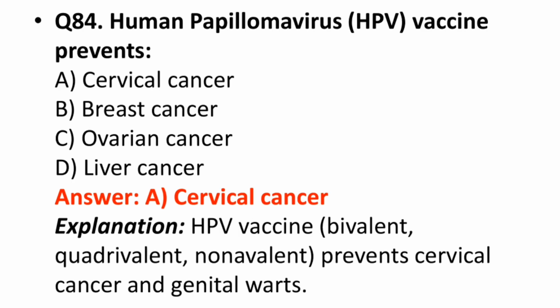Human papillomavirus vaccine prevents: option A, cervical cancer; option B, breast cancer; option C, ovarian cancer; option D, liver cancer. The correct answer is option A, cervical cancer. HPV vaccine, bivalent, quadrivalent, nonavalent, prevents cervical cancer and genital warts. HPV vaccine prevents cervical cancer.